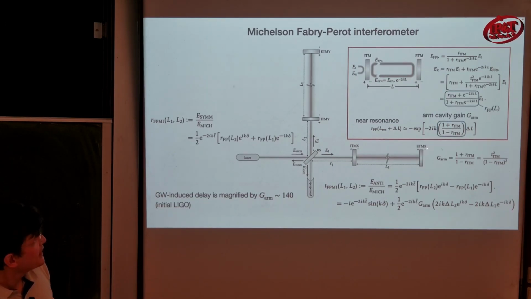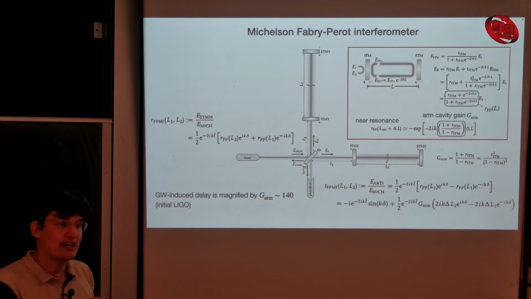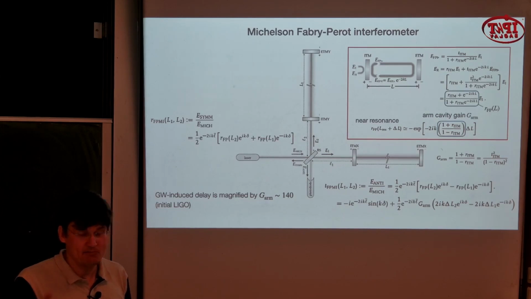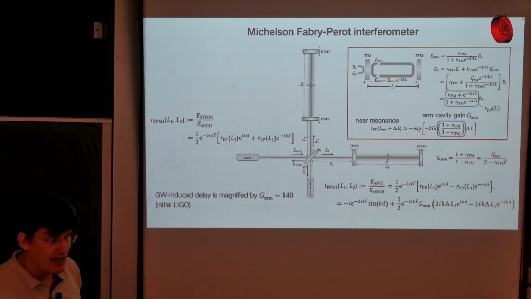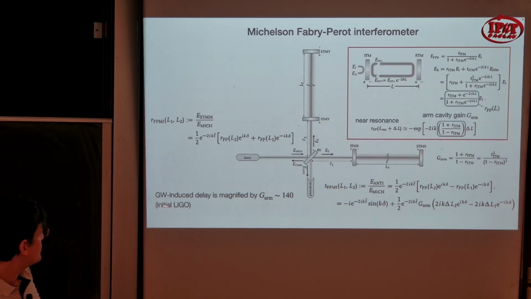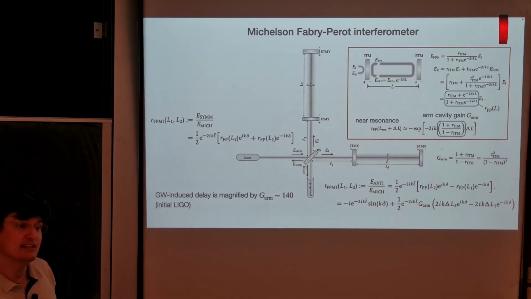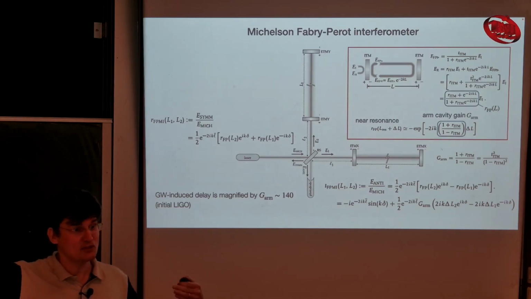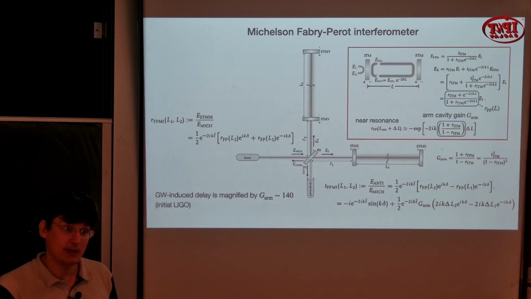So all in all, you can dial the transmissivity going out of the cavity, to build an arm cavity gain, which is the average number of times that light bounces back and forth inside the Fabry-Perot cavity. And that's of order, in initial LIGO, order 140. Okay, so that is for you an effective extension of the length of the interferometer by that factor.